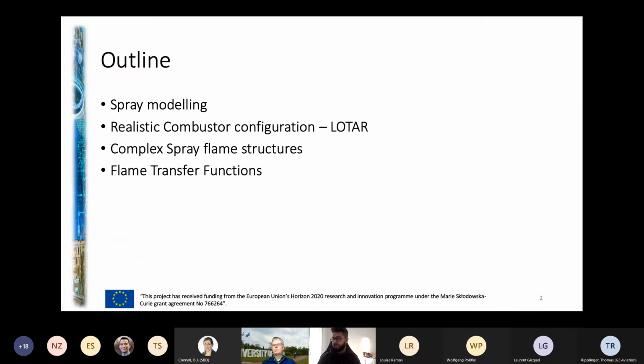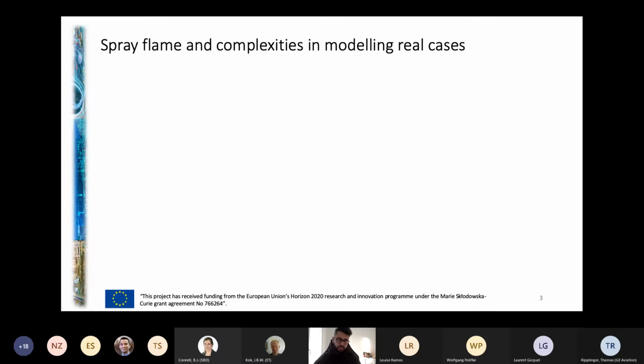And in that, we have been able to analyze complex patterns, spray flame structures, which was sort of a first because it's a very big configuration, and also look at how to compute FTFs with the limited set of data we have and extend that to more complex fuel representations. So the first thing was to improve the spray flame modeling.